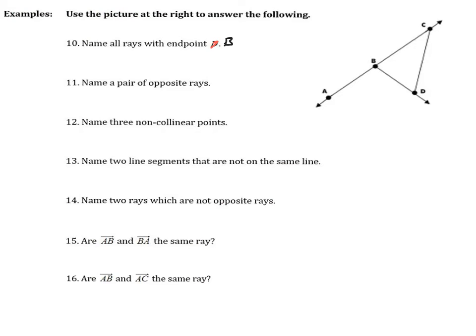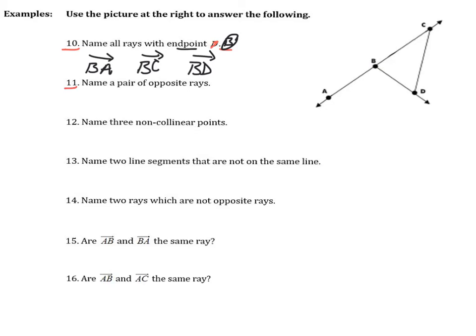So let's take a look at a couple of these examples. Now for number 10, I actually changed this problem to name all rays with endpoint B instead. So I'm focused on B. So when I name my rays, that's obviously going to be the first point I list. So we could be going down to the left. So that would be BA. I'm going to use my symbol up above. My next one is obviously going to start with B, going up to the right. So that would be BC. Or we could be going down to the right, BD. All right, all of them start with B because that's the end point.